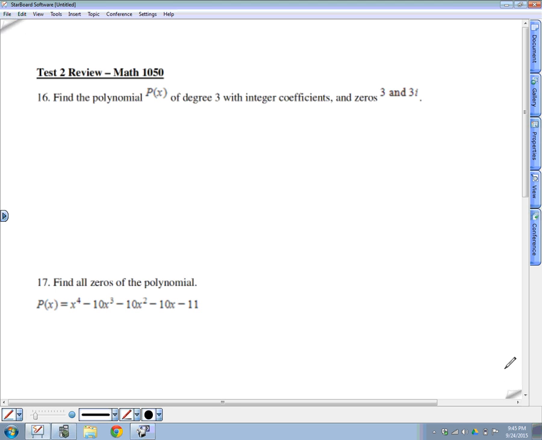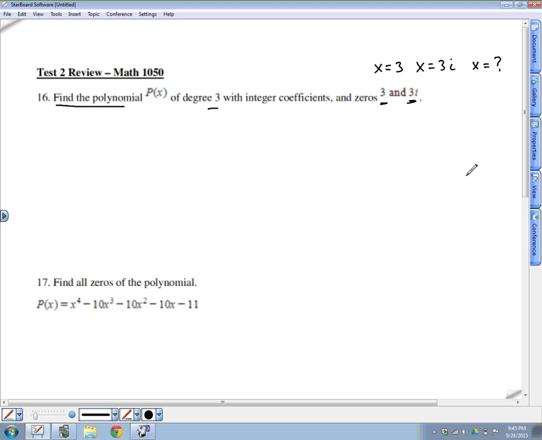Now number 16 is slightly different. We're going to do this process in reverse now. We already have the zeros. We've got to figure out what the polynomial was. We know it has degree 3, and that presents a little bit of a problem here. They've only given us 2 of the zeros: x equals 3 and x equals 3i. So what's the third 0?